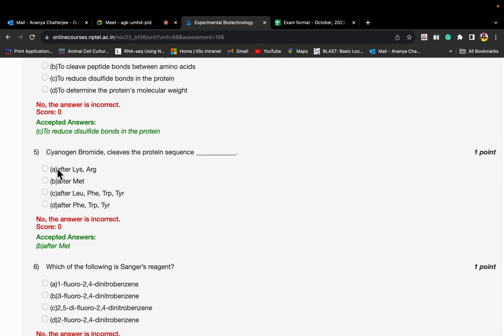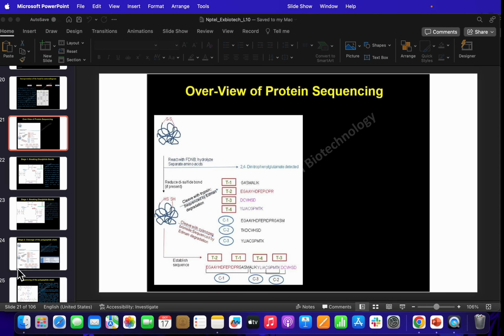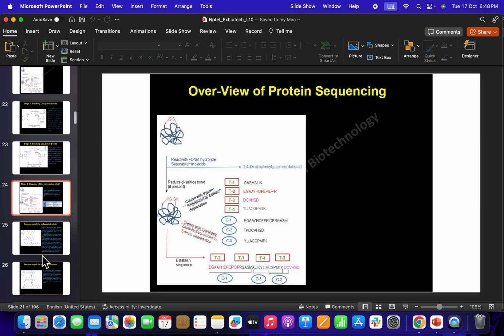Question number 5. Cyanogen bromide cleaves the protein sequence after which amino acid? So, we have read this in the previous class.